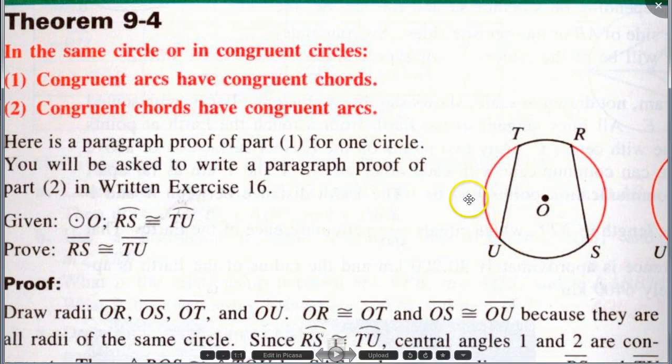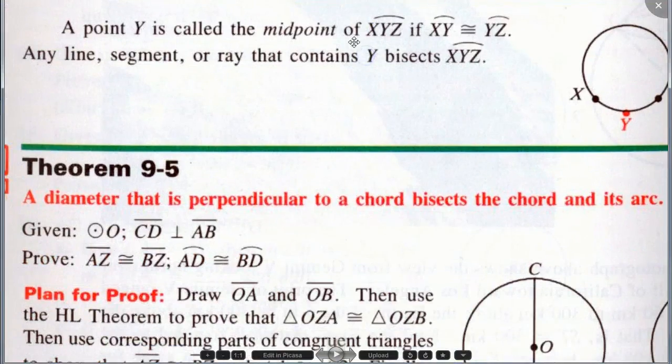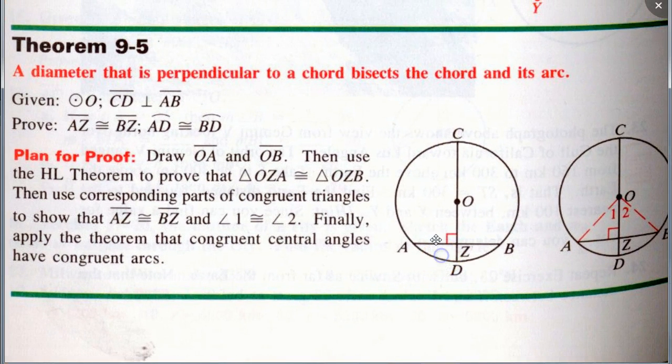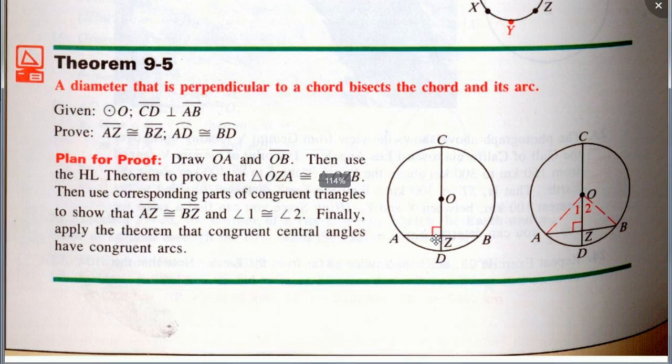But this one has two arcs and two chords. This time we're just talking about one arc and one chord. So be careful. Is that okay? But like I said, you could use that theorem that congruent central angles have congruent arcs. You guys remember that? I think it was the previous section. All right, so knowing this, we could do some examples.